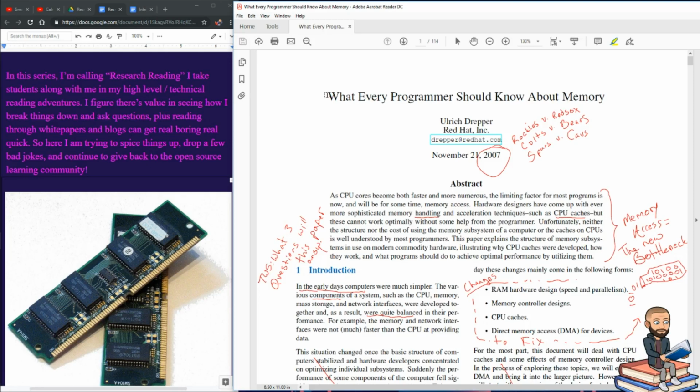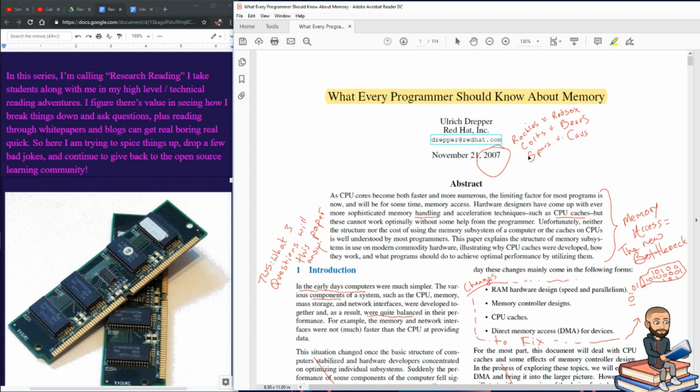The objective here is to read through a paper by Ulrich Drepper titled What Every Programmer Should Know About Memory, and I'll have to split it up into a few parts because it's 114 pages, but I thought it was a really great reading and just thought I'd come up with a video to put into the research reading series, breaking the big ideas apart.